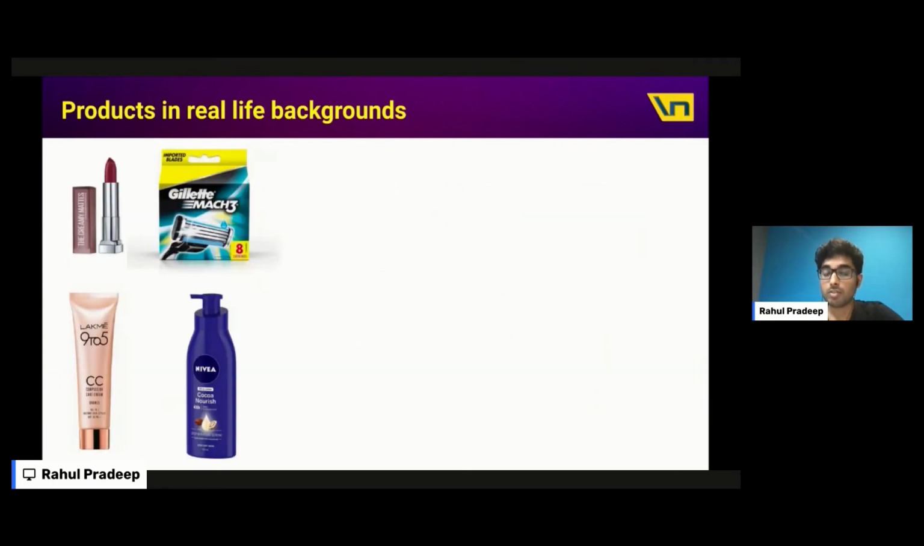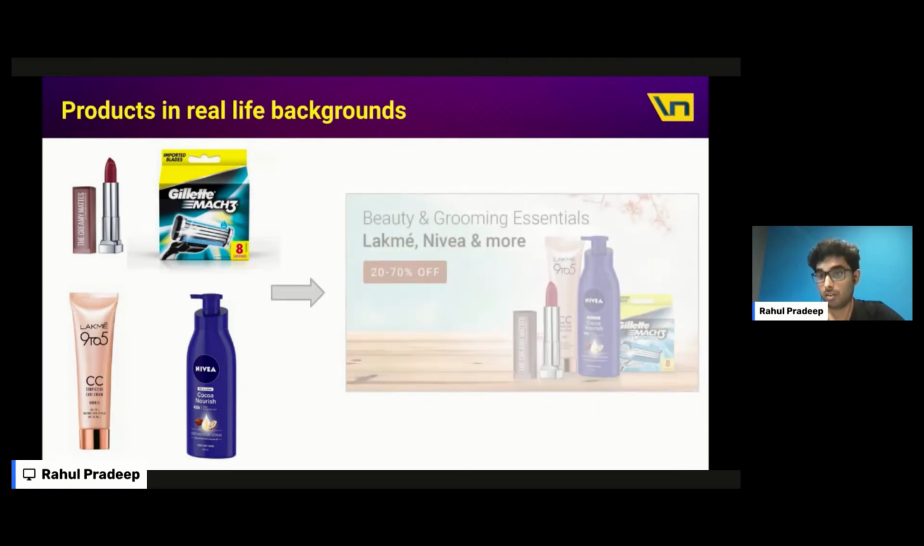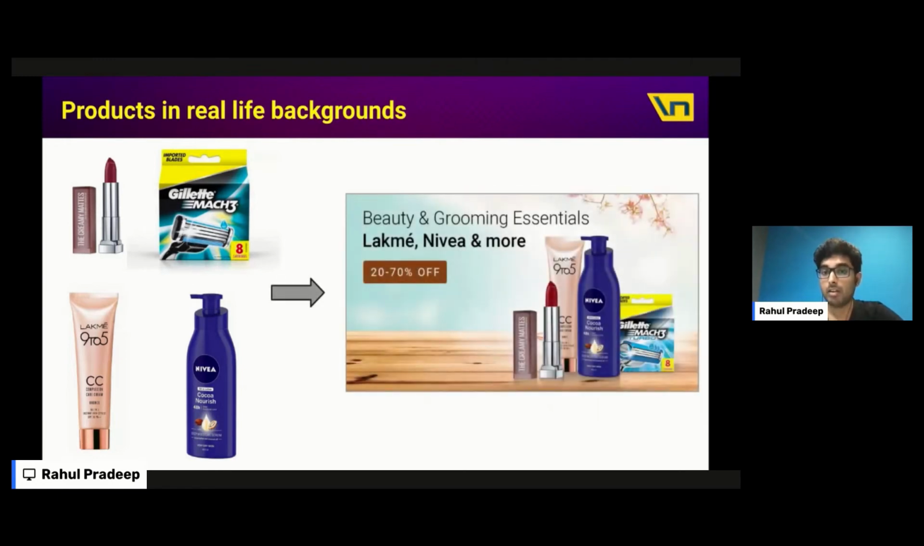And then there are other use cases where you want to club multiple products and then render it on a real life background. In this example, we have done that for beauty products, right? Where you have taken multiple products, did the same process of background subtraction, QCs, and everything, and then we have placed them together into a real life background. Much of the models are the same that we have seen before, but there are additional complexities here.